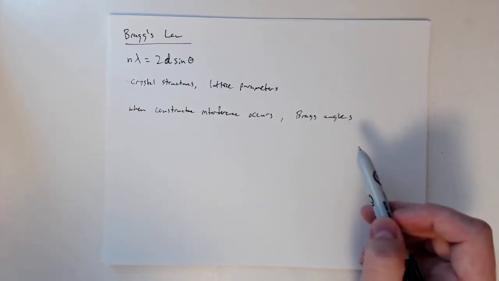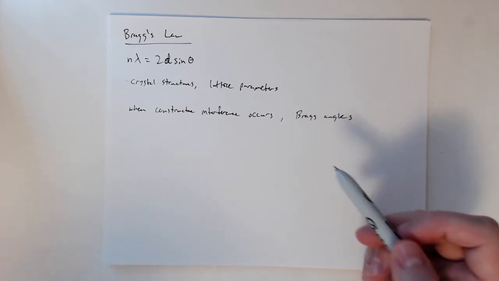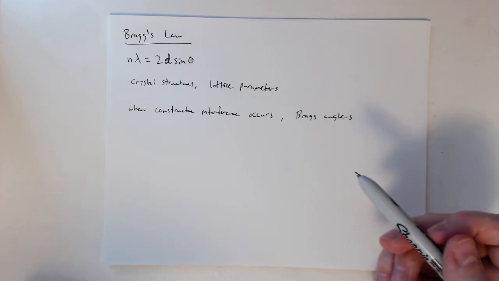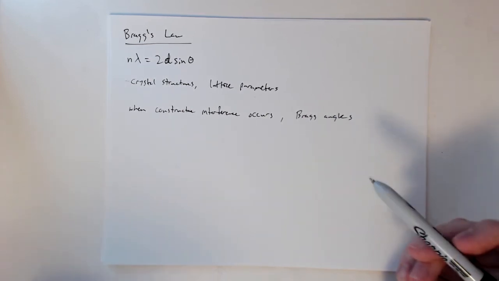At other angles, we have more destructive interference, and so those waves are out of phase, and so we're left with a lower intensity. And so we'll see examples of that when we get to the spectra.